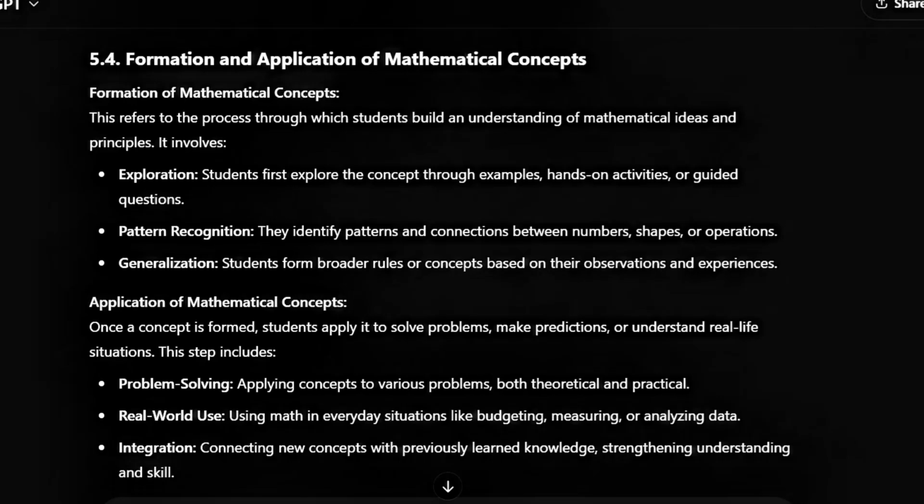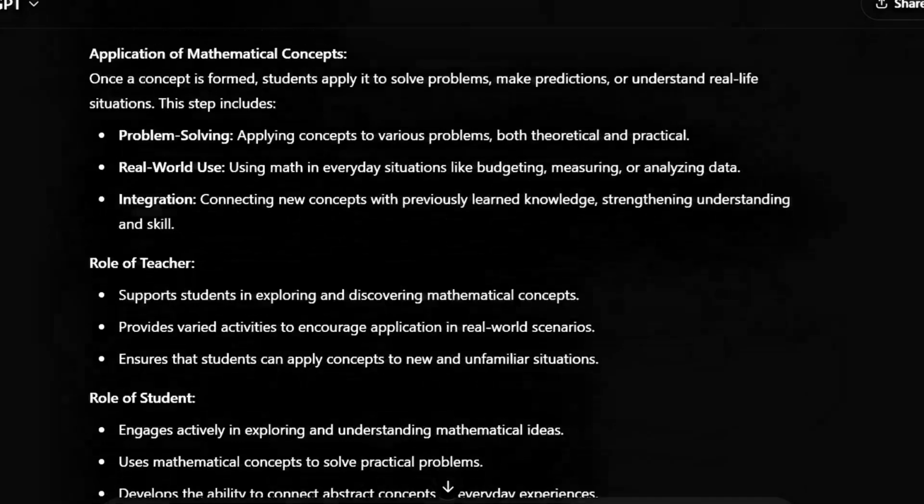Application of mathematical concepts. Once a concept is formed, students apply it to solve problems, make predictions, or understand real-life situations. This step includes problem solving, applying concepts to various problems, both theoretical and practical. Real-world use, using math in everyday situations like budgeting, measuring, or analyzing data. Integration, connecting new concepts with previously learned knowledge, strengthening understanding and skill.